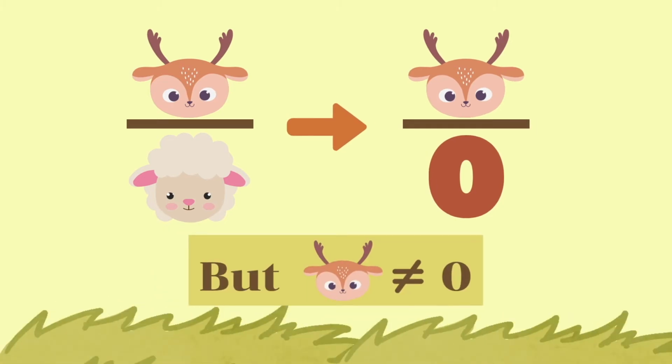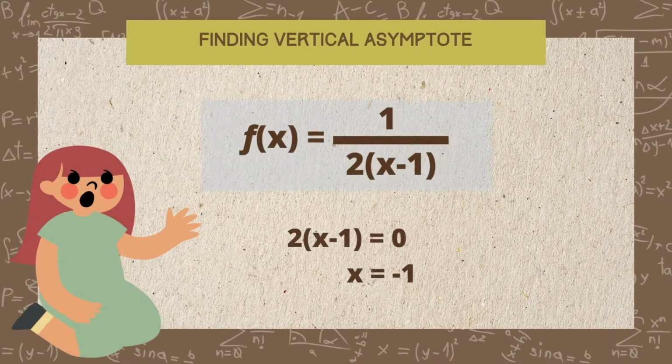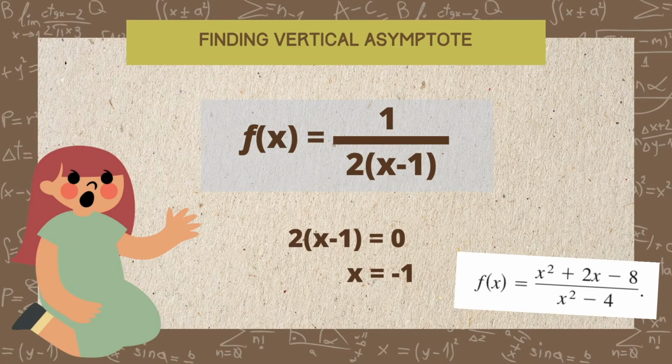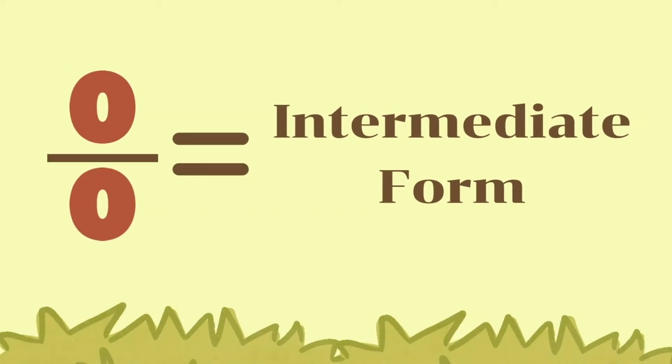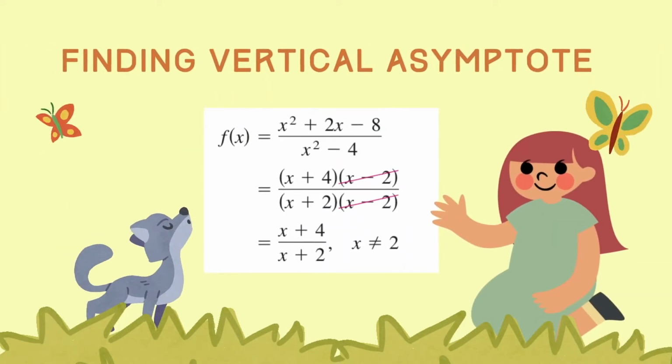For example, f(x) equals 1 over 2 bracket x minus 1 bracket can have the denominator as 0 when x equals negative 1, but not the numerator. However, this direct method may not work with a function like this because we will end up with 0 over 0. We call this an indeterminate form, and this form cannot be used to determine the limit behavior without further investigation. Therefore, sometimes we need to factorize or simplify it.